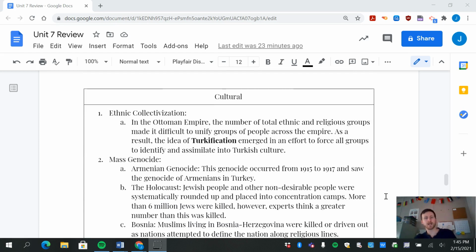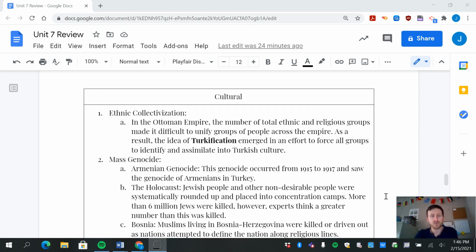Now, culturally, some things that are happening throughout this time. First off, we need to look at this idea of ethnic collectivization. So in the Ottoman Empire, going back to before World War I, the Ottoman Empire is having a lot of trouble unifying its groups of people, because you've got Jewish people who came from, you know, the Janissaries, who were Ashkenazi Jews who were kicked out of Europe early on, who came to the Ottoman Empire looking for acceptance. You've got Muslims, you've got all of these different ethnicities, and it's very difficult to unify them.